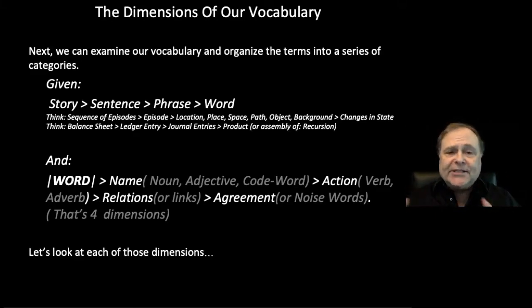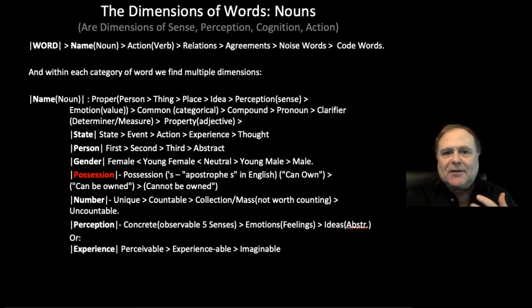The name of a relationship between things, or link between things, and whether we agree with that or not. That's again just like an accounting system. We can use that as an accounting system, and that's just 4 dimensions. So there's names, actions, relations, and agreement. That's it. Now we start with those 4 dimensions. Now let's look at each one of those and get a little more depth about it.